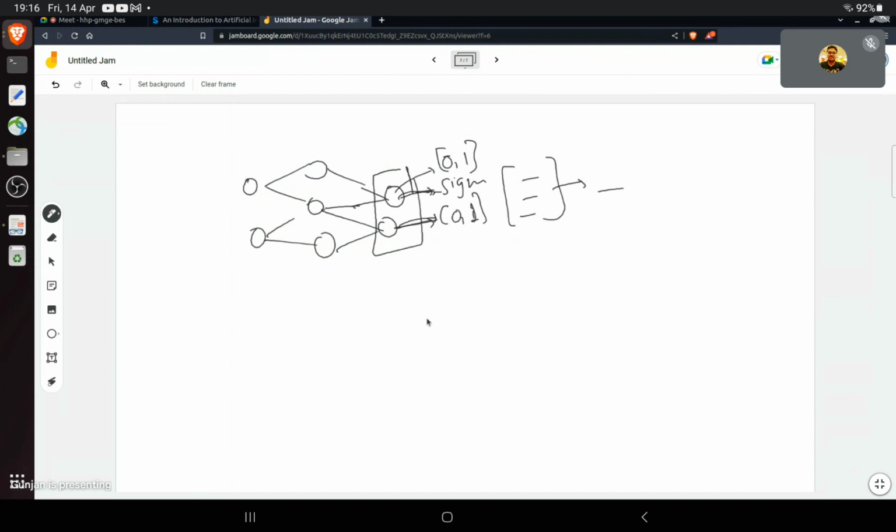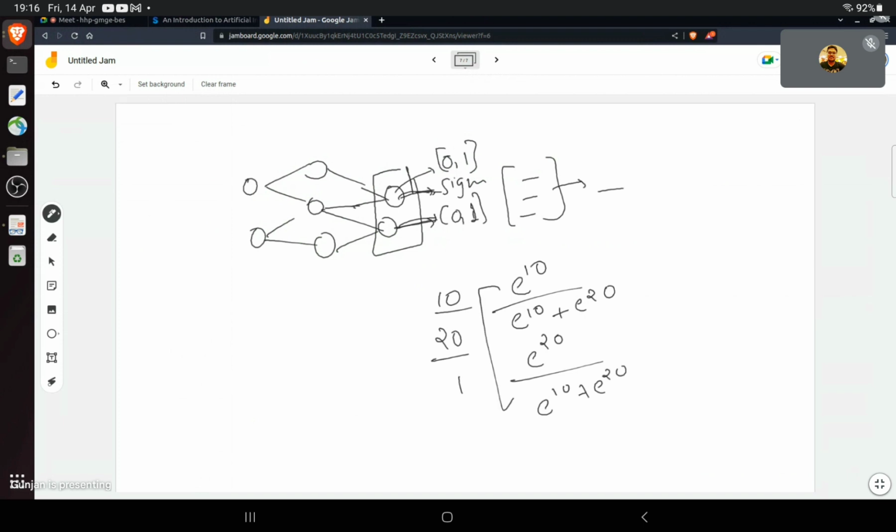See, it can happen that this is 10, this is 20. I can apply ReLU and I get 10 and 20. But then how will the distribution look after softmax? It will be e to the power 10 over e to the power 10 plus e to the power 20, and e to the power 20 over e to the power 10 plus e to the power 20. Now these probabilities add up to one. So what's wrong with this? There is nothing wrong.